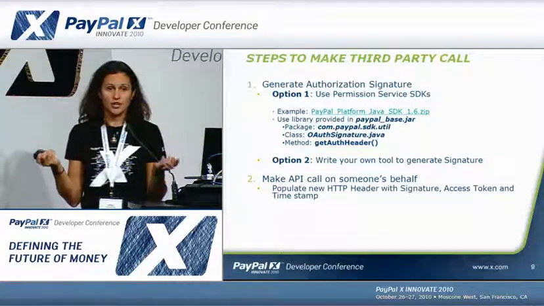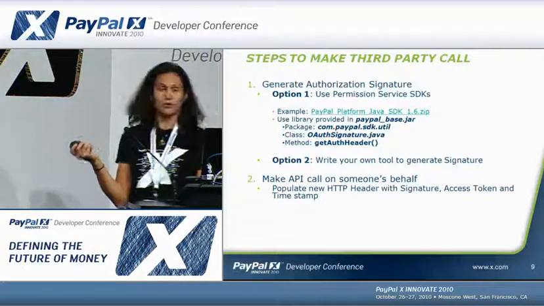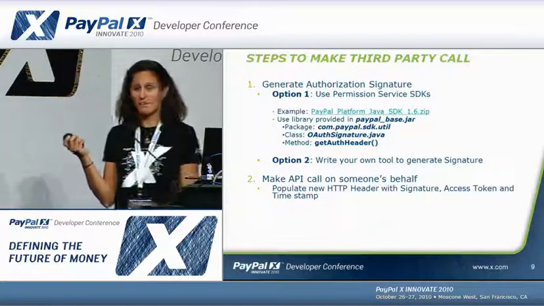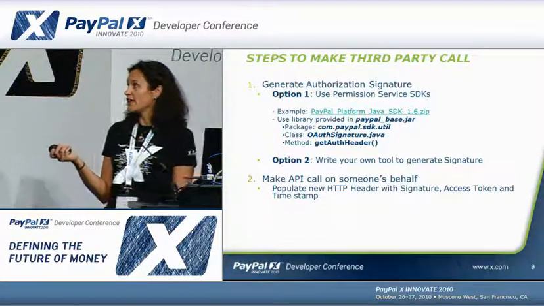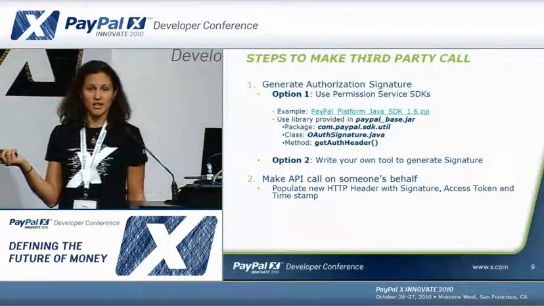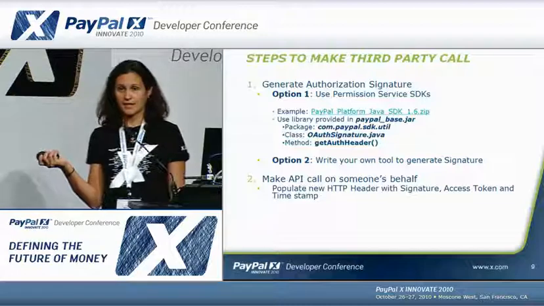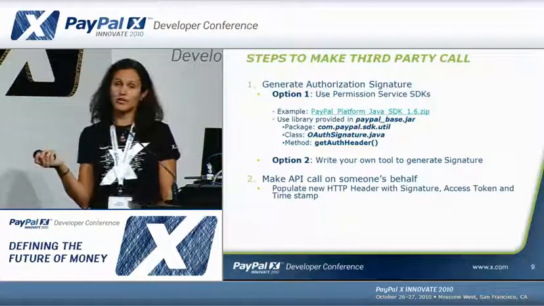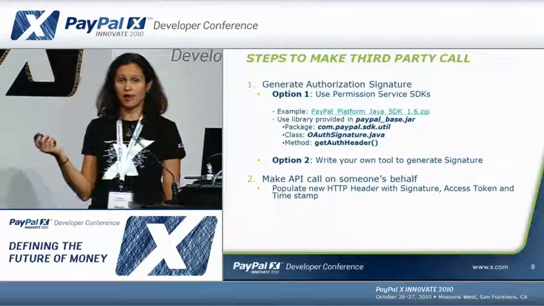Now, with the access token and token secret, you're all set up to make a third-party call. For that, you'll need to do 2 things. You'll need to generate an authorization signature, and you'll need to pass that in the HTTP header. For generating the authorization signature, you have a couple of options.